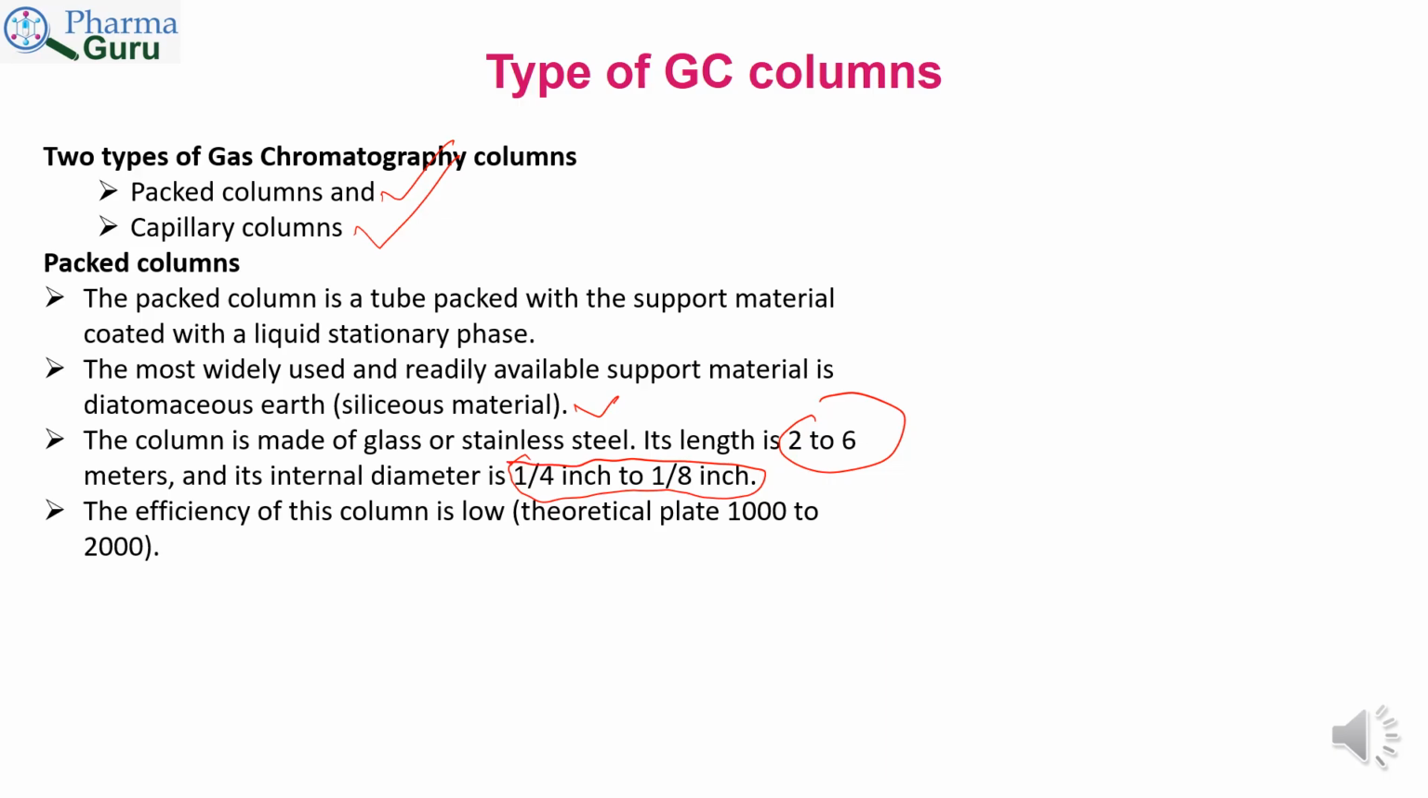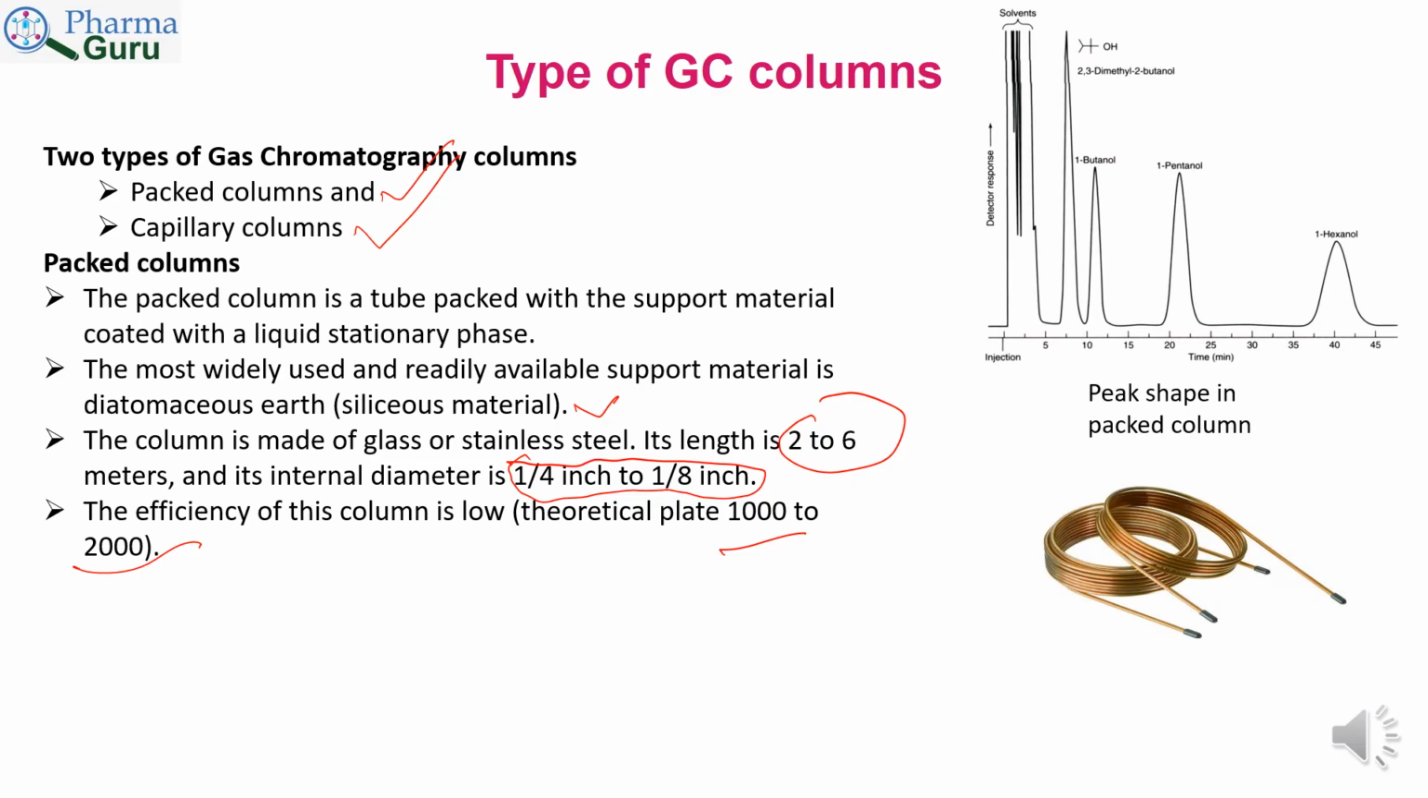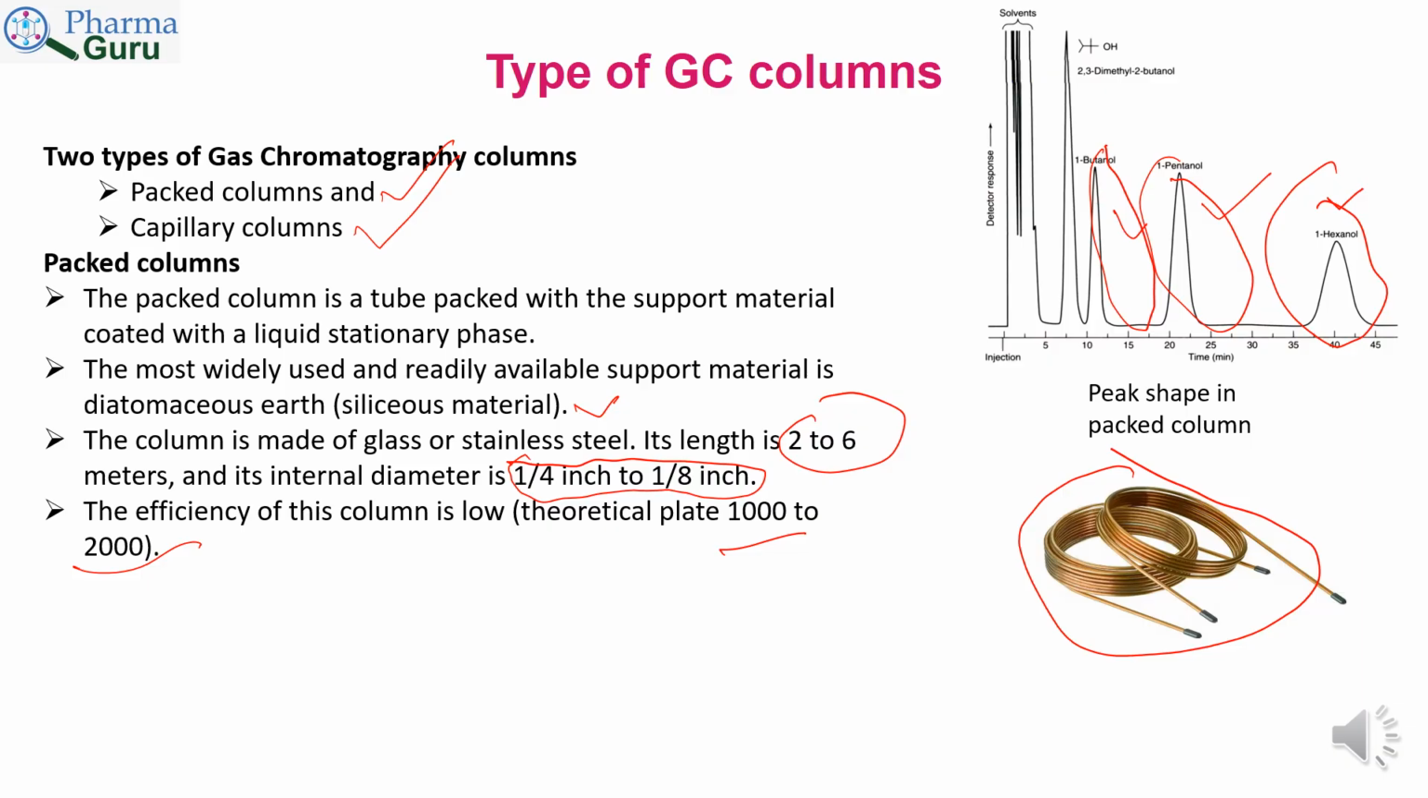The efficiency of the column is low, that is 1000 to 2000, and that is the reason the packed column is not used in the industries. This is the picture of the packed column and this is the chromatogram of the packed column which we get during the analysis. Each peak is broad, that is the reason the packed column doesn't give reproducible results.